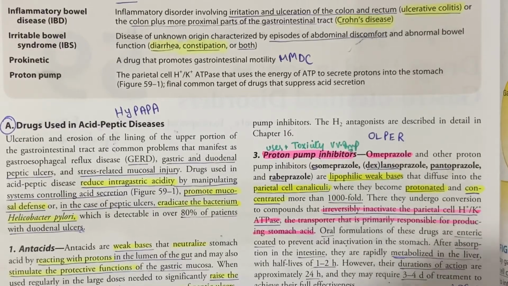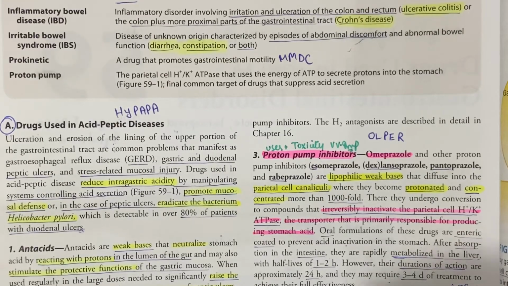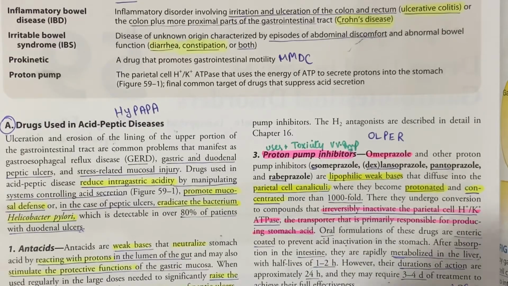The drugs used in acid peptic disease reduce intragastric acidity by manipulating the systems controlling acid secretion and promoting mucosal defense. In case of peptic ulcers, they eradicate the bacterium H. pylori, which is detectable in over 80% of the patients with duodenal ulcers.